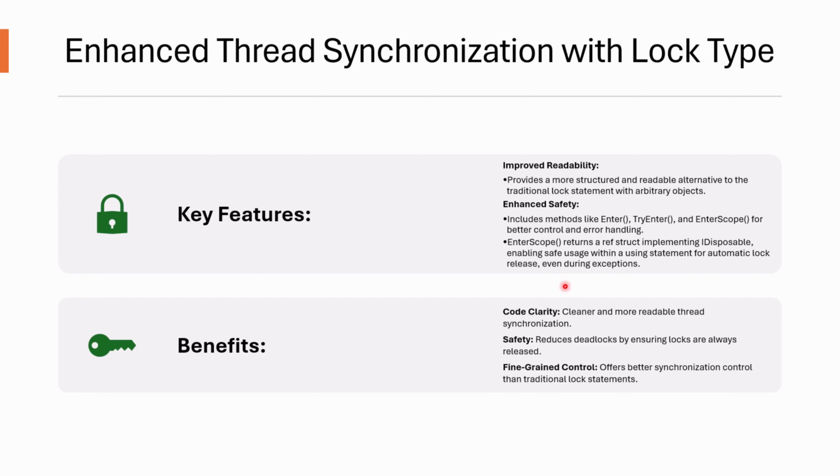The next important feature is thread synchronization with the Lock type. The Lock type introduces a structured way to handle thread synchronization. It is not just more readable, it also includes advanced safety features, releasing the lock even in case of an exception, significantly reducing the risk of deadlocks. So what benefit will we get? The Lock type makes your synchronization code cleaner, safer, and easier to understand. It is a step forward in clarity and control over thread management in C#.